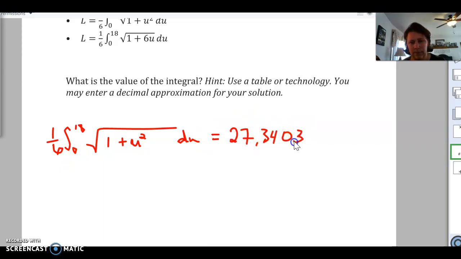27.3403. So taking this test, what I'm really going to be looking for is your equations. Just making sure you know these equations. So make sure you show me as much work as you can on these.